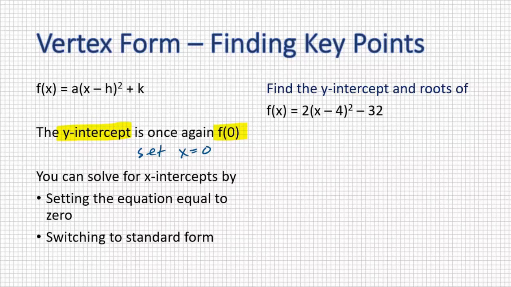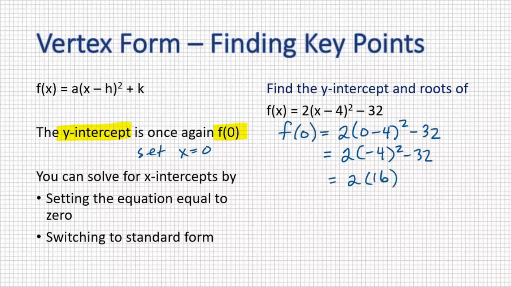So to find the y-intercept of the function we're given here, f of x is equal to 2 times (x minus 4) all squared minus 32, we want to solve for f of 0. So we have 2 times (0 minus 4) squared minus 32. The y-intercept does take a little bit more work here than it did in standard form. We have 2, then negative 4 squared minus 32. Negative 4 all squared is positive 16. So we find 32 minus 32, or 0. So the y-intercept for this function is 0, or as a coordinate point, where x is equal to 0, y is equal to 0.